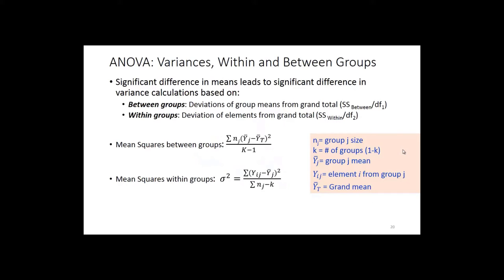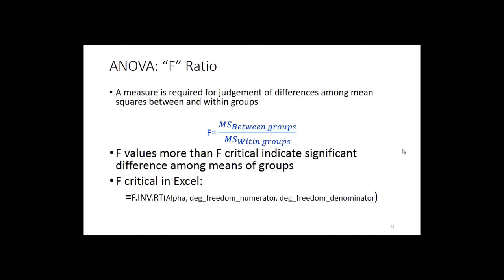So, stating this as formulas, we're trying to find out if a significant difference in means leads to a significant difference in variance calculations. So we compare these two, between the groups and within the groups, using these two formulas. And then the ratio, we call this the F value. We do have the standard F test: the ratio of the mean squares between the groups over the mean squares within the groups. There are standard F tables.